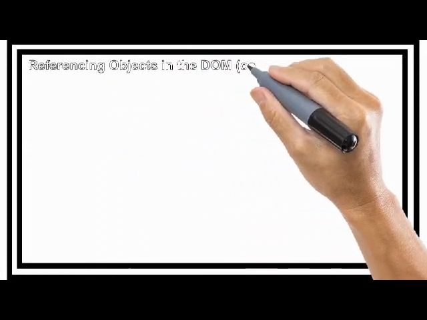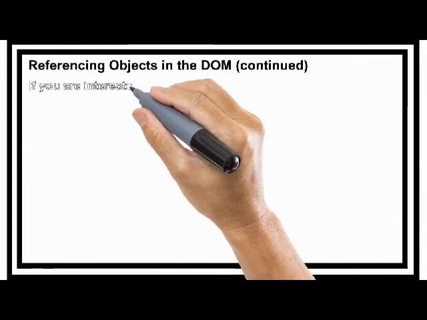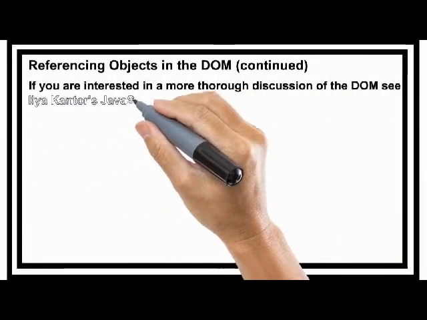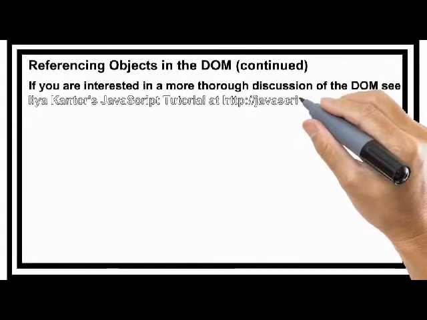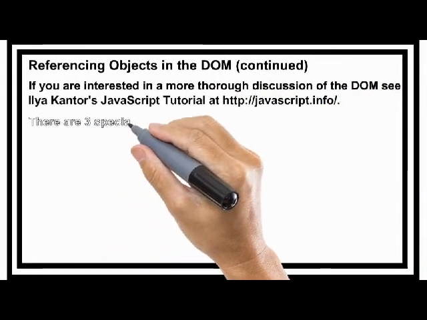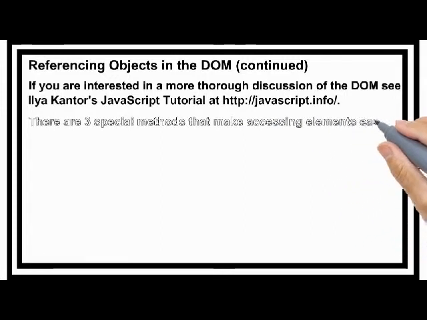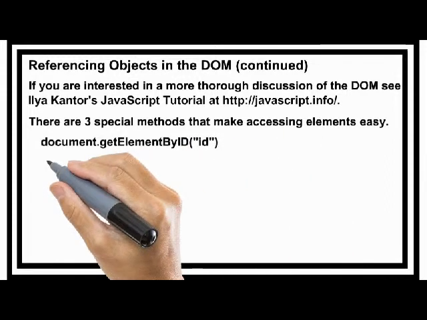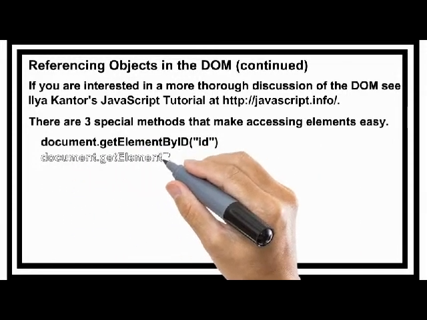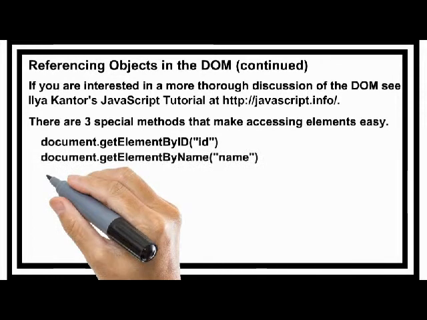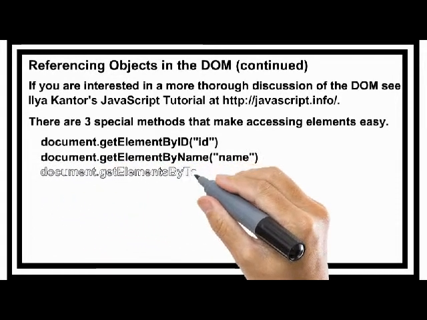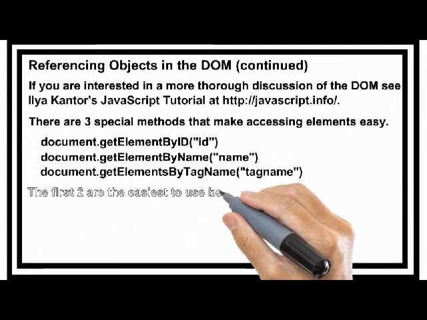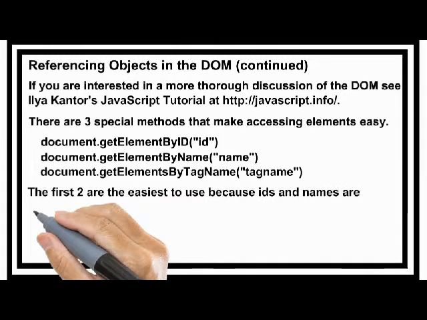Referencing objects in the DOM continued. If you are interested in more thorough discussion of the DOM, see Ilya Kantor's JavaScript tutorial at javascript.info. There are three special methods that make accessing elements easy. document.getElementById with an ID, document.getElementsByName with a name, and document.getElementsByTagName with a tag name. The first two are the easiest to use because IDs and names are unique.